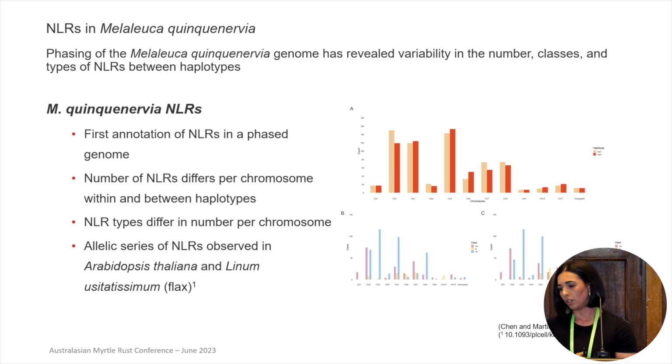So within the phased genome for Melaleuca quinquenervia, again, I'm not going to spend too much time here, but really all of this is to show that by phasing the genome into those two parental haplotypes, we do see a difference in the number of these genes that are present on both haplotypes, and also the types as well. So those CC and those TIR, they are different. And this has been observed as allelic series in other genomes as well, such as the model Arabidopsis thaliana, or also in flax.